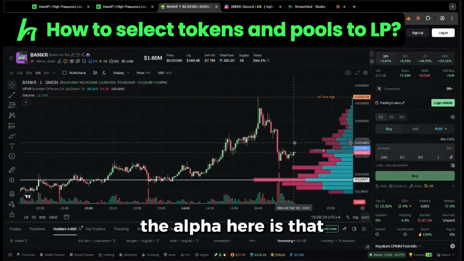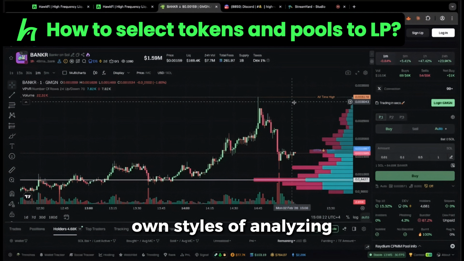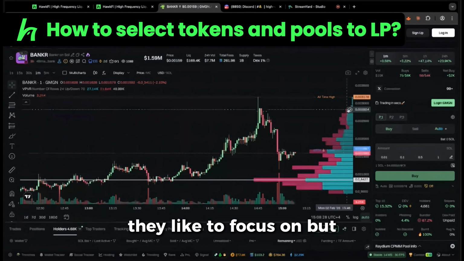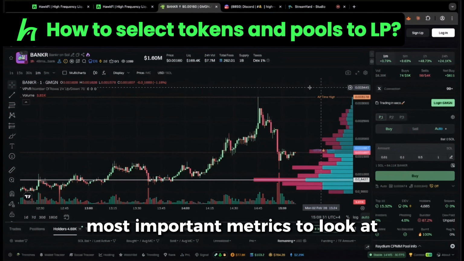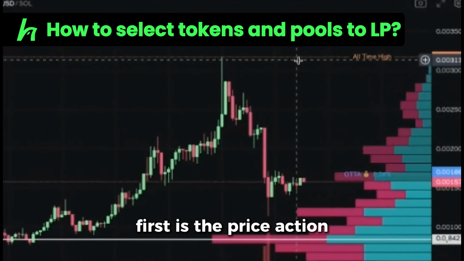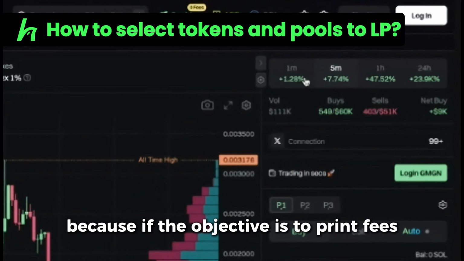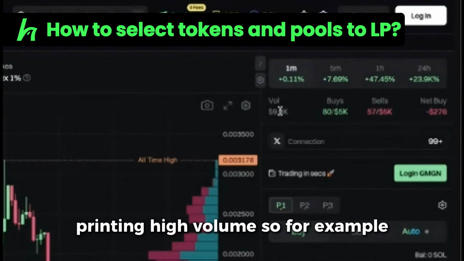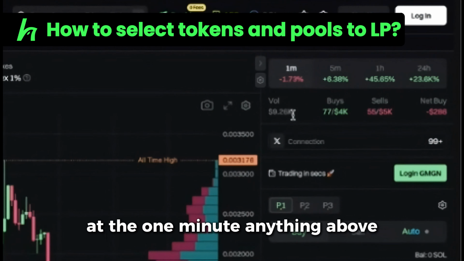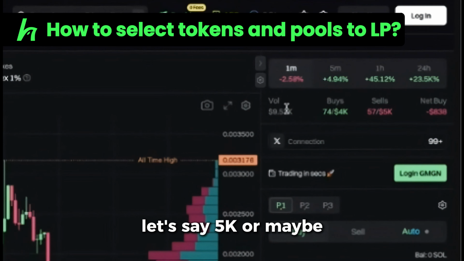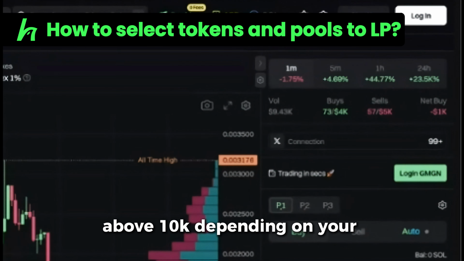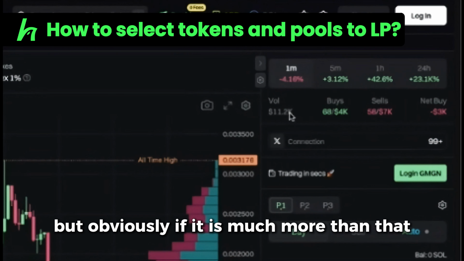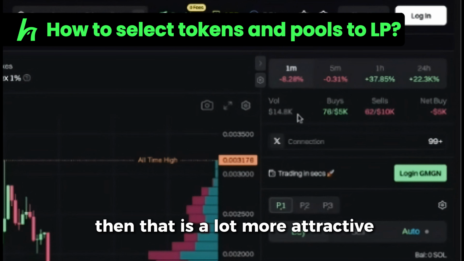The alpha here is that many people have their own styles of analyzing or specific metrics that they like to focus on, but these are the three most important metrics to look at. First is the price action. Second is the volume, because if the objective is to print fees, you want to deposit into pools that are printing high volume. So for example, at the 1 minute, anything above, let's say 5K or maybe above 10K, depending on your risk return tolerance, is usually decent. But obviously, if it is much more than that, then that is a lot more attractive.